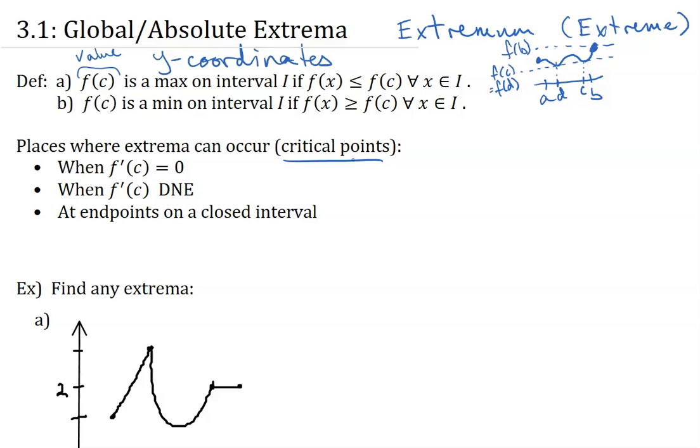When f prime of c does not exist, so think about something like a cusp or a vertical tangent, something like that, or at endpoints on a closed interval. Okay, so when we list our critical points, these are the three things that we need to consider. Okay, endpoints on a closed interval, places where the derivative equals 0 or doesn't exist.